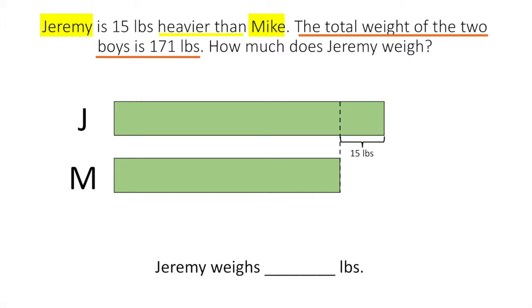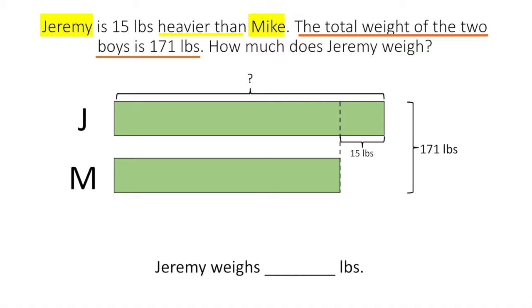The total weight of the two boys is 171 pounds. So now I can label that off to the side, showing that Jeremy and Mike weigh 171 pounds altogether. Finally, I can read my last sentence and fill in the question mark, which is what I'm trying to find by solving the problem. I'm asked, how much does Jeremy weigh? So my question mark will go over the bar representing Jeremy's weight. And now I can solve.